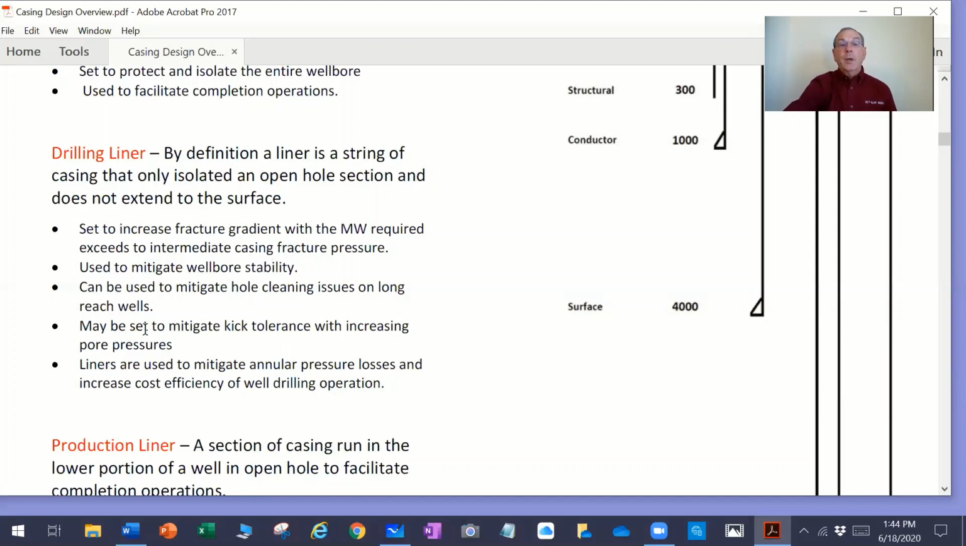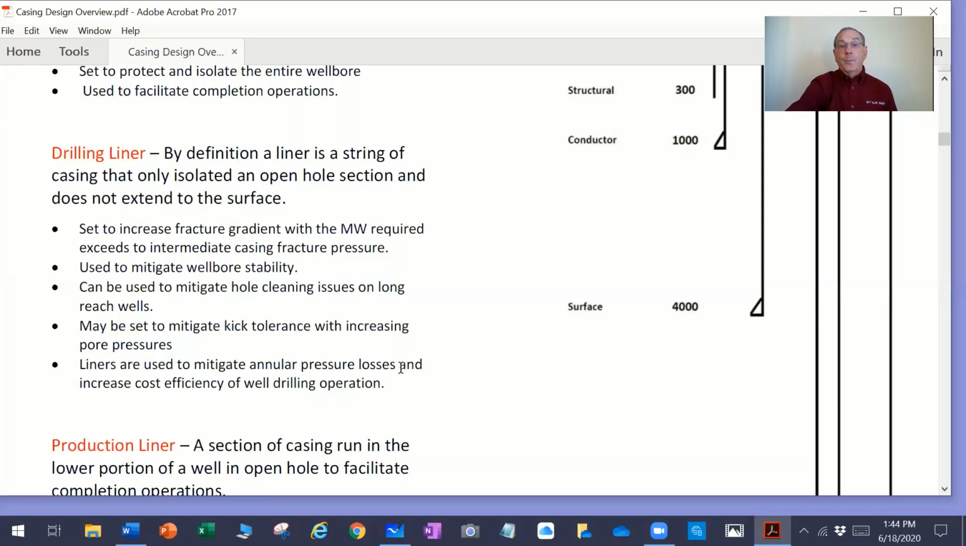And it also can be used to mitigate kick tolerance with increasing pore pressures. You know, as you get deeper and deeper, the mathematics always works when you're evaluating kick tolerance. And then liners are used to mitigate annular pressure losses and increase cost efficiency of well drilling operations. So instead of running the casing all the way back to the top, we just run a short section to drive up the fracture pressures, isolate open hole without spending so much money by running an entire string of casing.